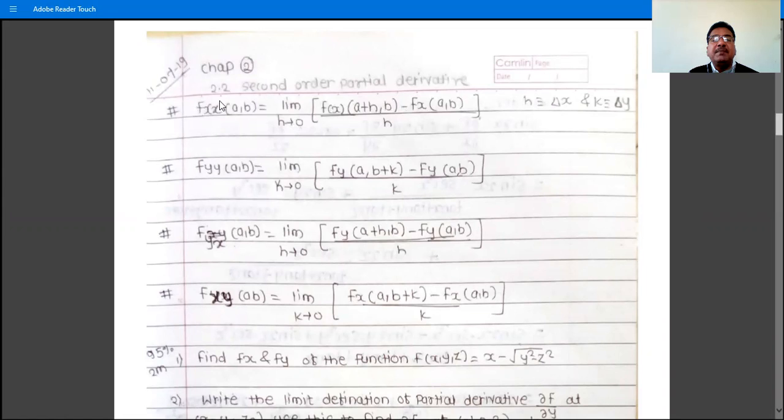Because what is fxx? It is the partial derivative of fx with respect to x. So just write f as fx: fx at a plus h, b minus fx at a, b, divided by h. And fyy is what? It is the derivative of fy with respect to y, which means limit k tends to 0 of fy at a, b plus k minus fy at a, b, divided by k. Similarly, fyx means what?